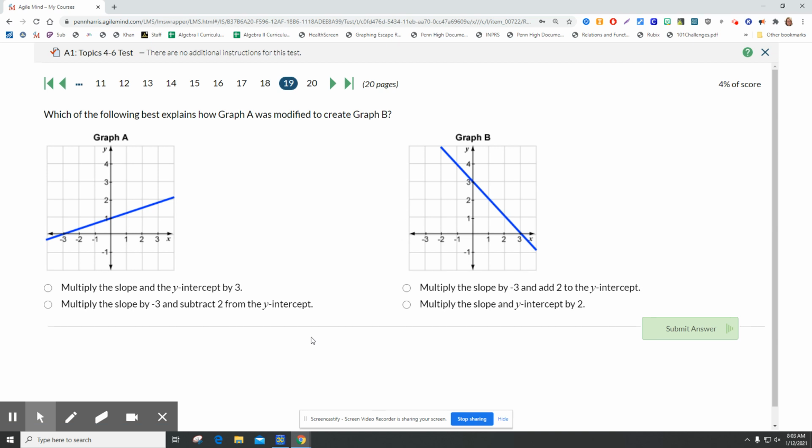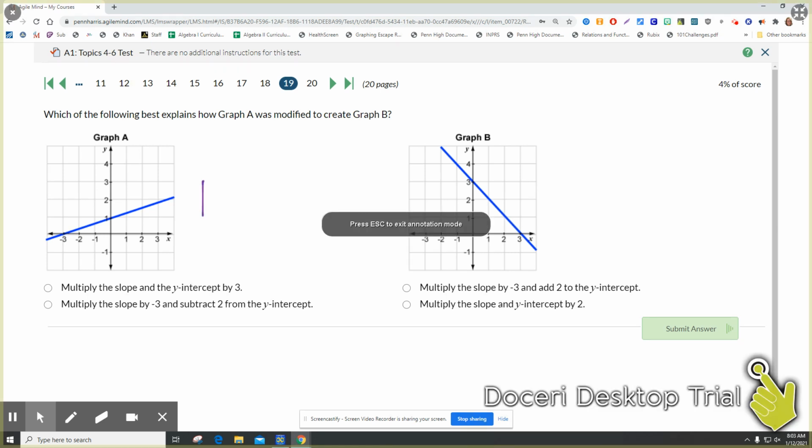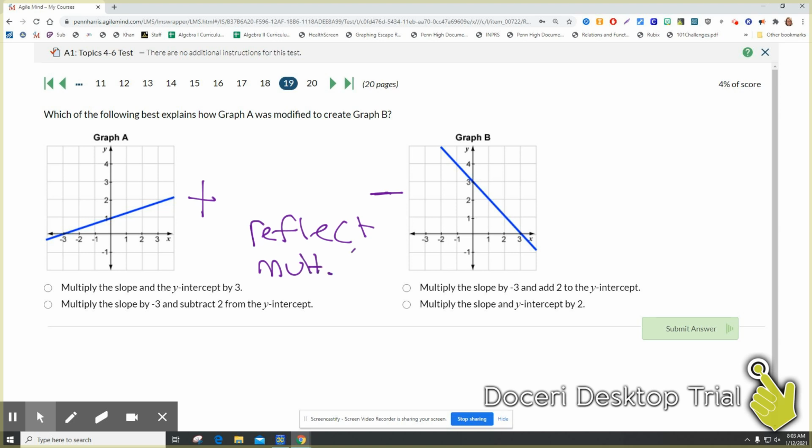Question 19. Which of the following best explains how graph A was modified to create graph B? Okay. Well, the first thing I notice, guys, is that they are flipped. This line is positive and this line is negative, which means one of the things that has to happen is that it is reflected, okay? Reflected, which means that we had to multiply it by a negative.